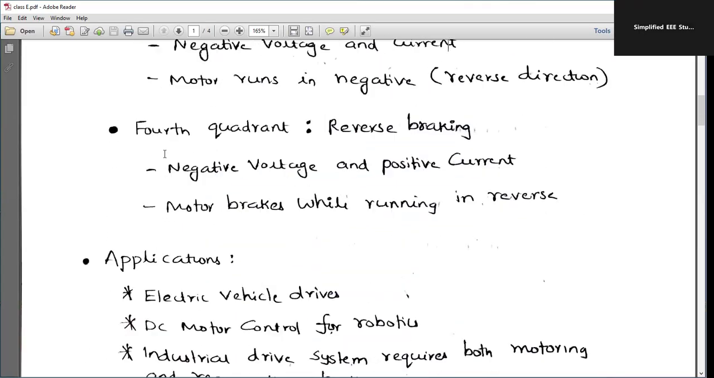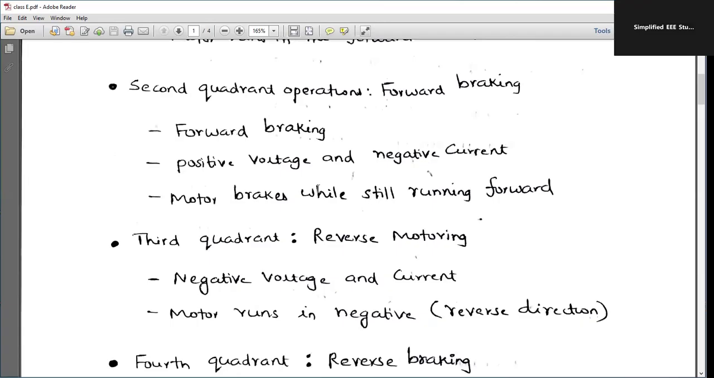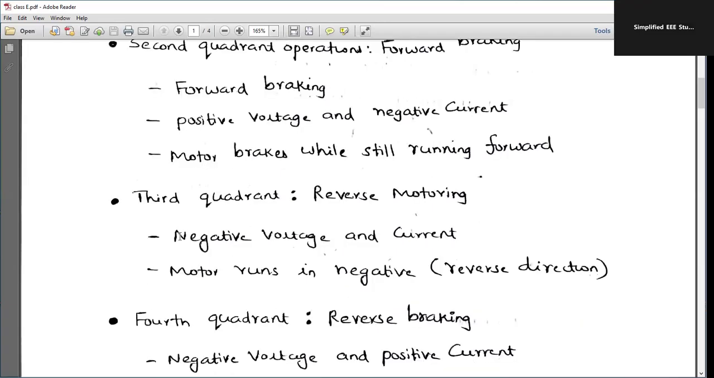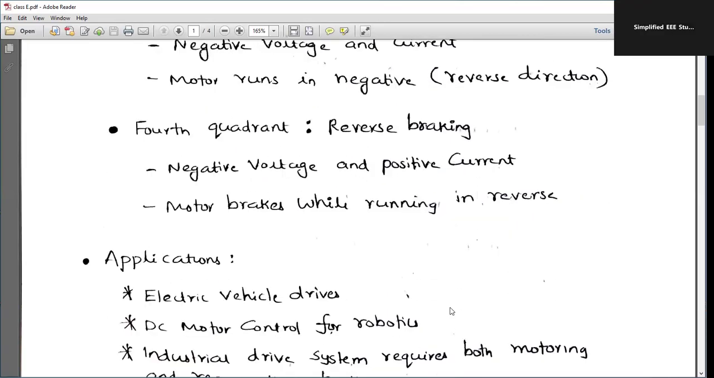While coming to the fourth quadrant operation, this is known as reverse braking. While we consider reverse braking, the voltage is in the negative direction, whereas the current is positive. The peculiarity is that the motor brakes while running in the reverse direction. It is just opposite to the third quadrant operation.